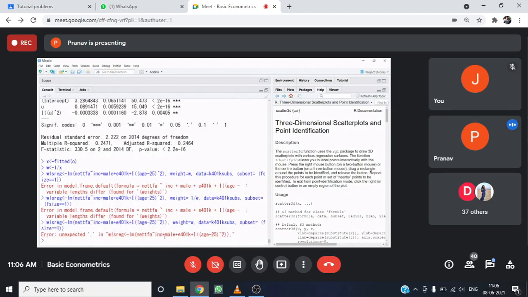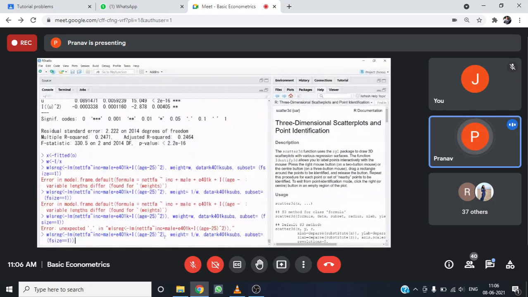Shouldn't we write weight equal to W, since W is already equal to 1 upon X? Yes, correct. I'm really sorry. You're right, I should write it that way. Yes, it should be W.